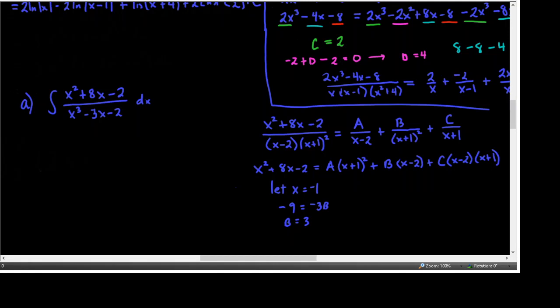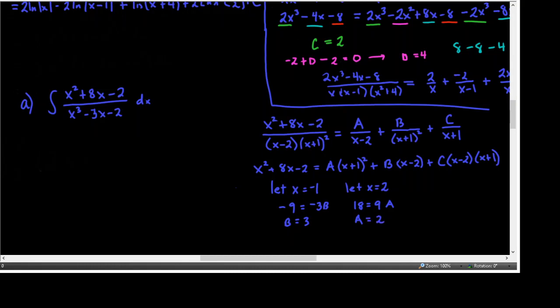Okay, then I might let x equal positive 2. So 2 squared 4 plus 2 times 8 is 16, is 20, minus 2 is 18. The first term, 2 plus 1 is 3 squared, is 9, so that'll be equal to 9a. Substituting in 2 for the next two terms will make them 0, so we can solve for a, and it's 2.